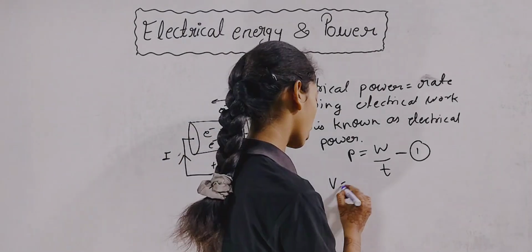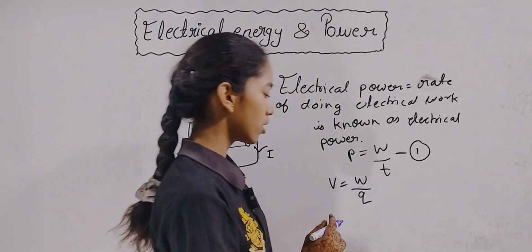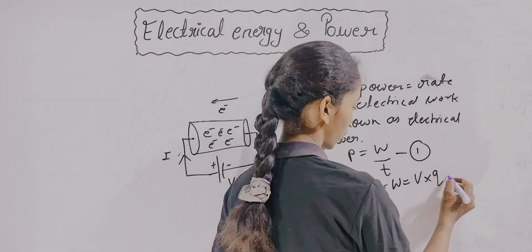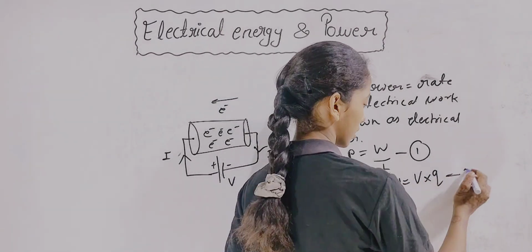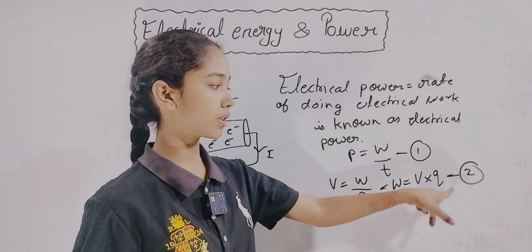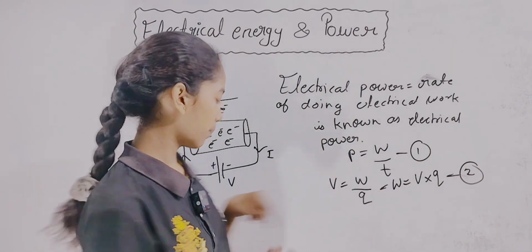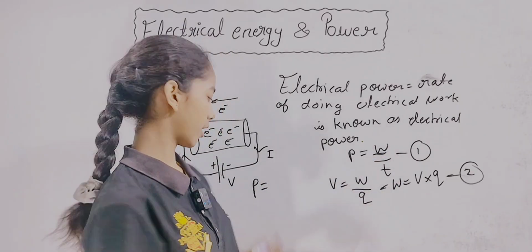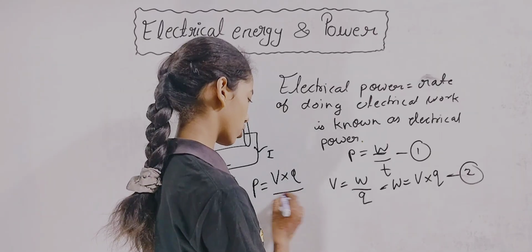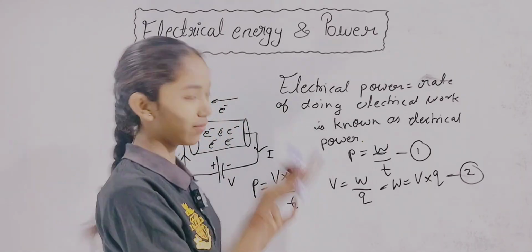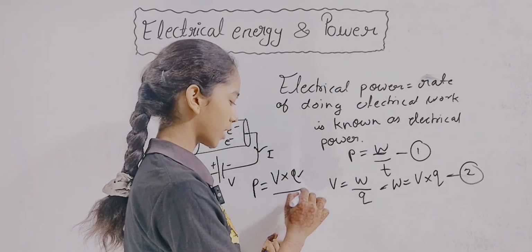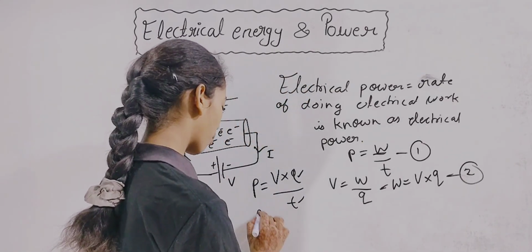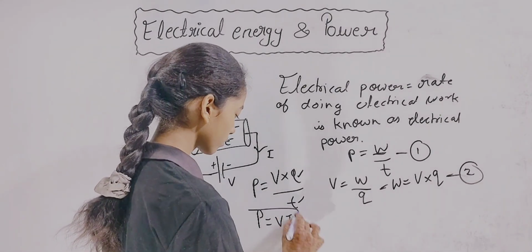and we have a relation between work and voltage, that is V equal to work by charge. So work will be equal to V into Q. So that is the second equation, and if we combine the first and second equation, what do we get? P, power, will be equal to work, and we put the value of work here, that is voltage into charge divided by time. And we also know that the rate of flowing charge, that is Q by T, is equal to I, meaning current. So P will be equal to V into I.